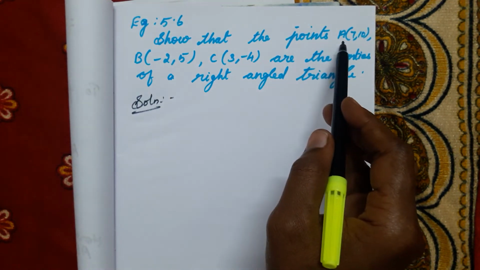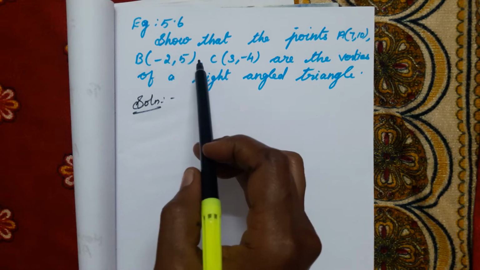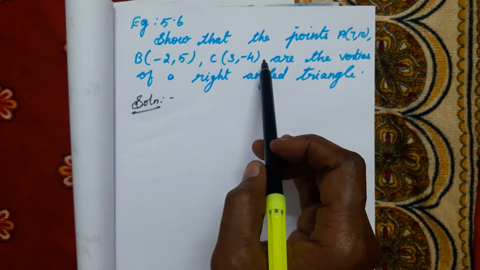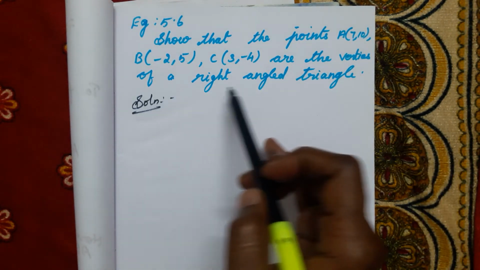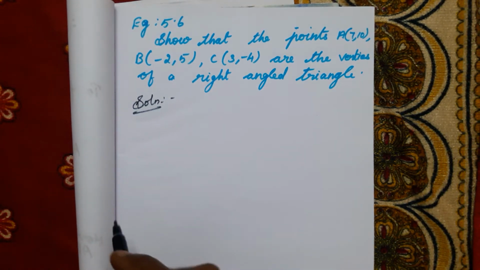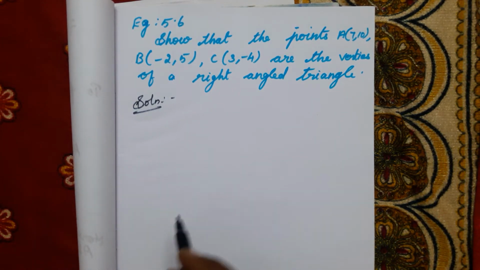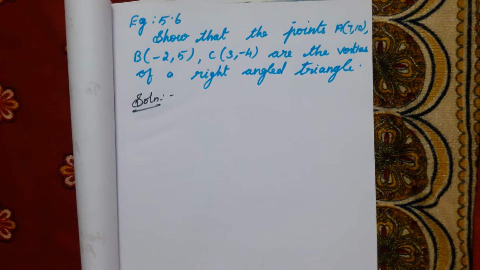Show that the points A (7, 10), B (minus 2, 5), C (3, minus 4) are the vertices of a right angle triangle. We have to show that it is the vertices of a right angle triangle.